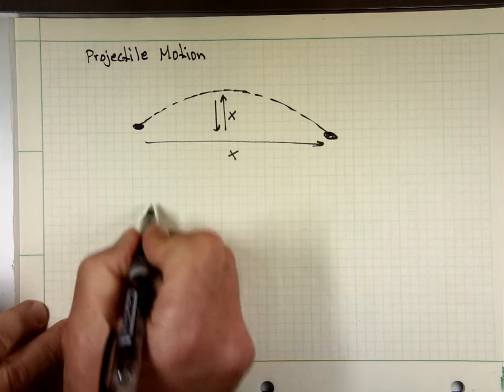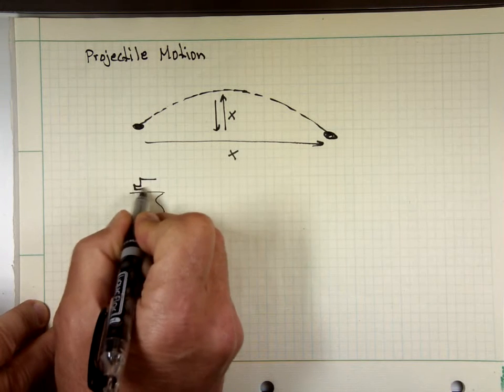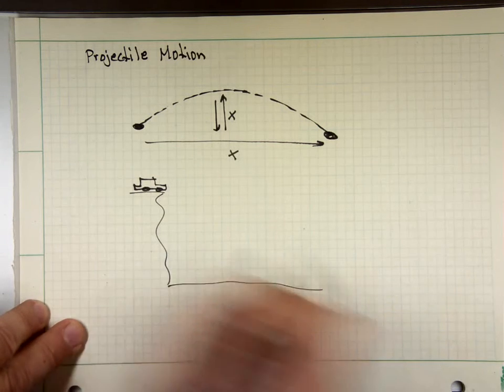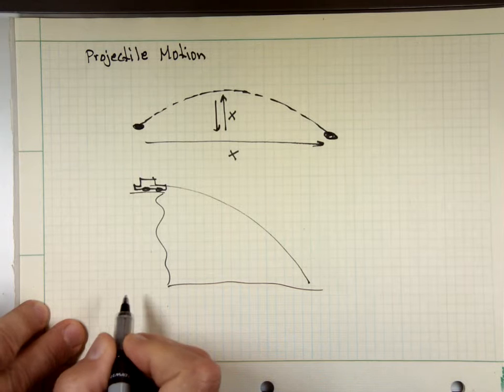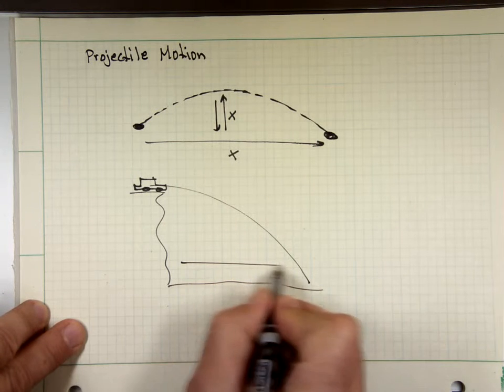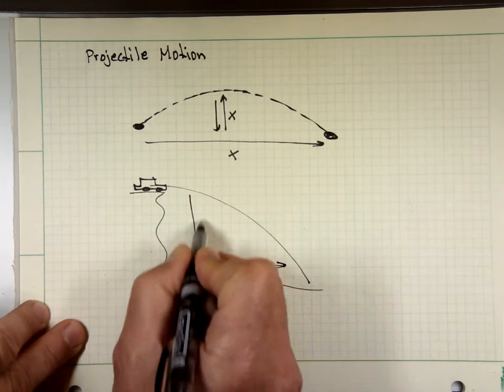Or a car goes off a cliff. There's the car here. It goes off the cliff, and it lands right here. That's a motion in two dimensions. The car traveled in that direction, that's the x direction, and it also went down, which is what? The y direction.